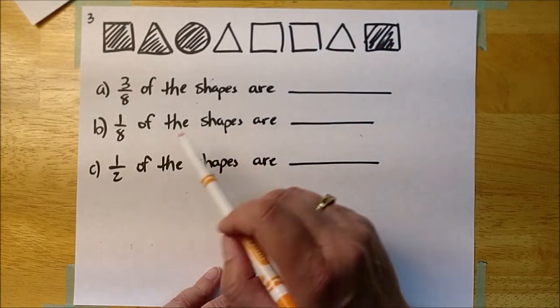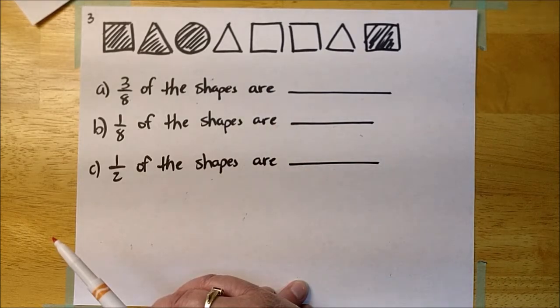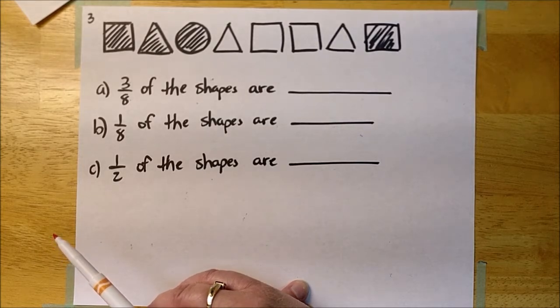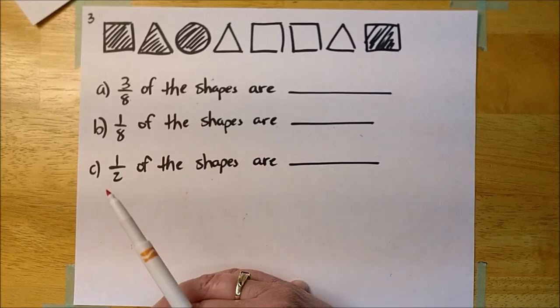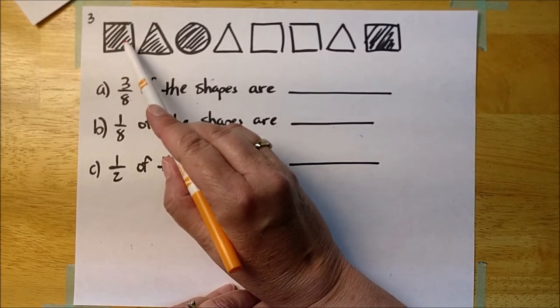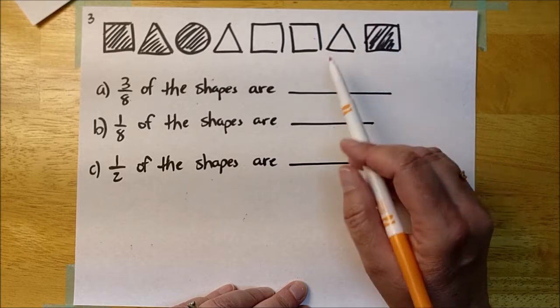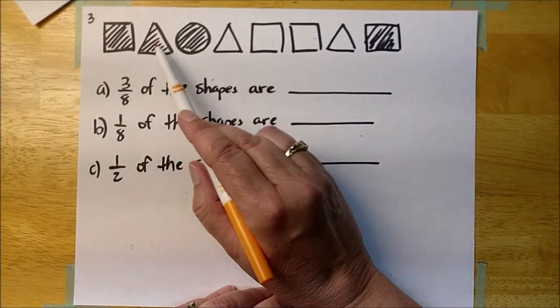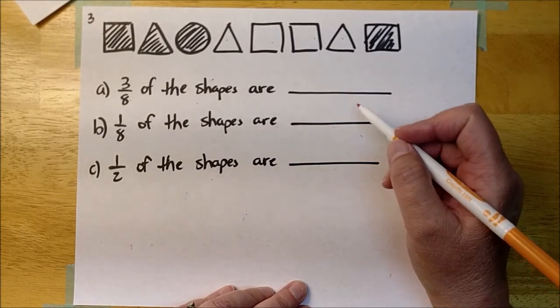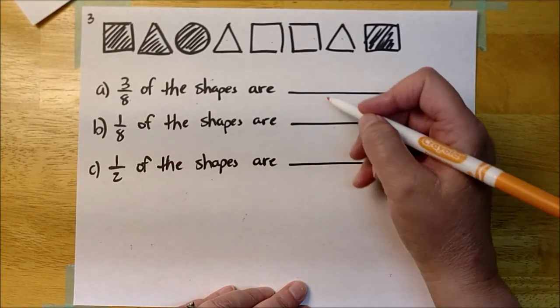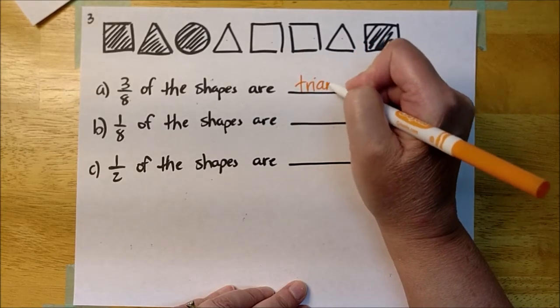3/8 of these shapes are what? Are they squares? Are they triangles? Are they circles? Are they shaded? Are they not shaded? So now I have to say, okay, there are 3 of these shapes that are all the same somehow. If I want to count squares, I go 1, 2, 3, 4 squares. So that wouldn't work. If I do triangles, 1, 2, 3. There are 3. 3 of the shapes are triangles. So I can say 3/8 of the shapes are triangles.